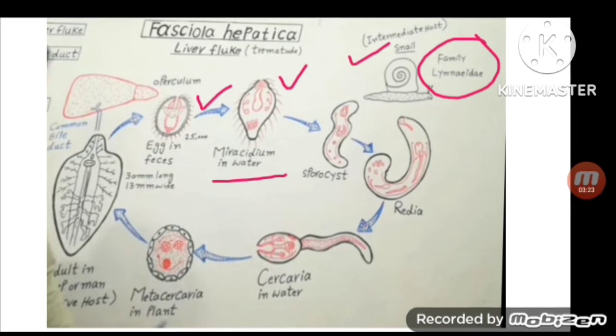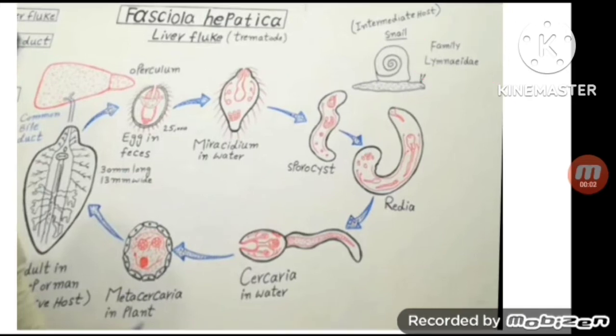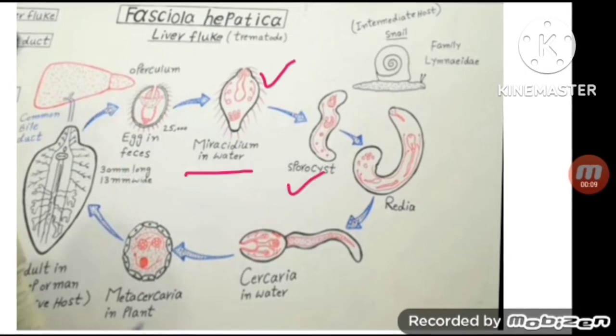Once the miracidium larva enters the body of the snail, it loses its cilia and develops into a form called sporocyst. The body of the sporocyst is a bag-like structure. The miracidium larva contains a large number of embryonic cells which develop into a sporocyst. So if we look at the body of the sporocyst, which is a bag-like structure, it also contains a large number of embryonic cells which develop into rediae.